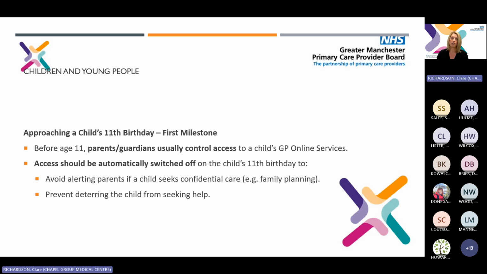Also, if the proxy isn't switched off and the child knows the parents have got proxy, then it might stop them coming to the practice to seek help. So the best thing to do is do your searches every month, look who's either turned 11 or is going to be turning 11, and then contact the parents to inform them that this is going to happen. It just makes your life a lot easier.